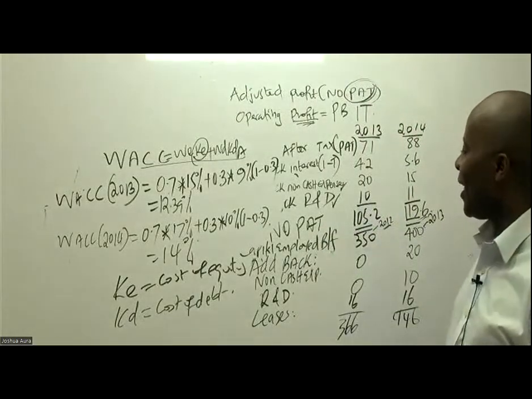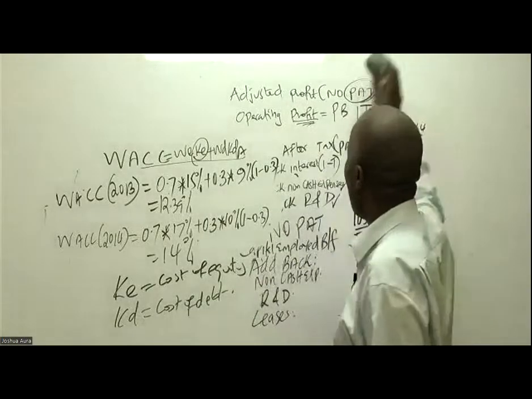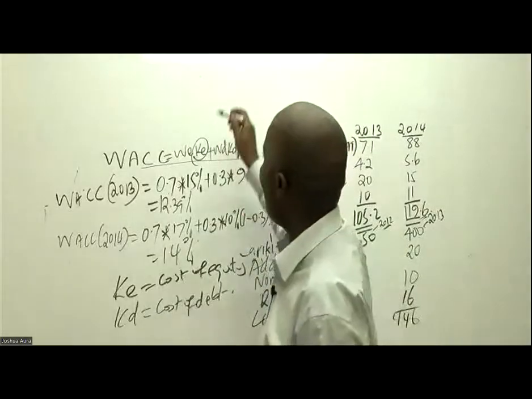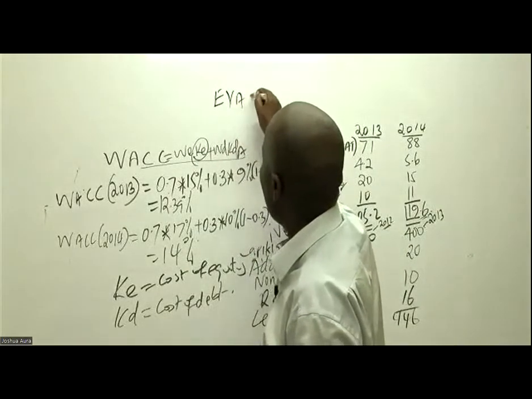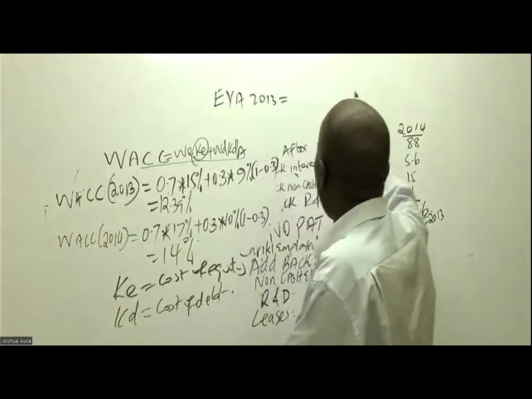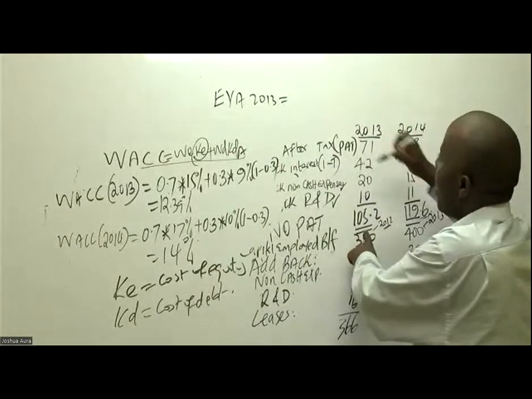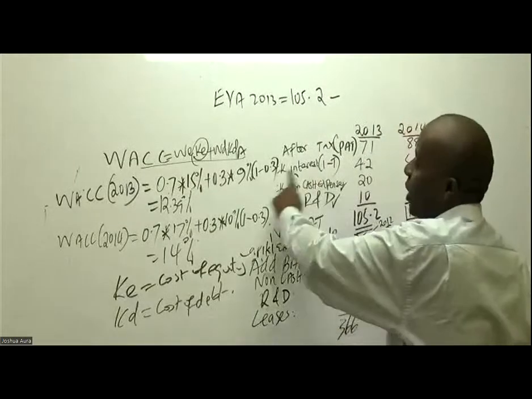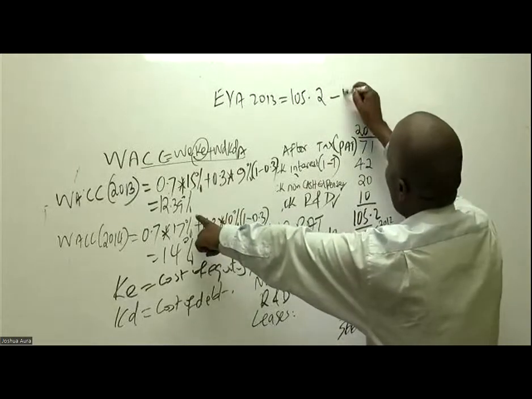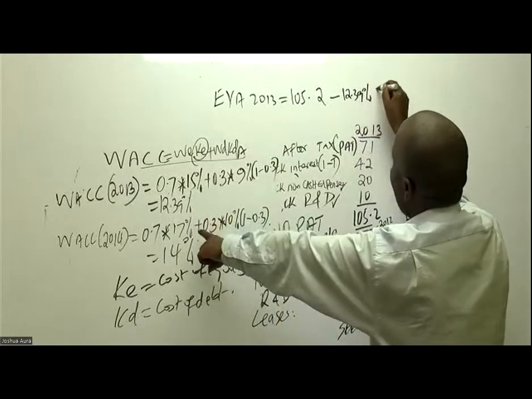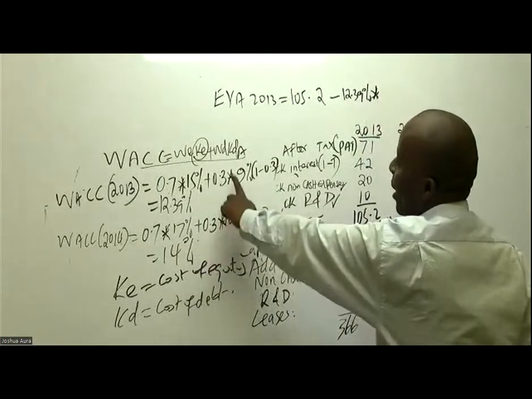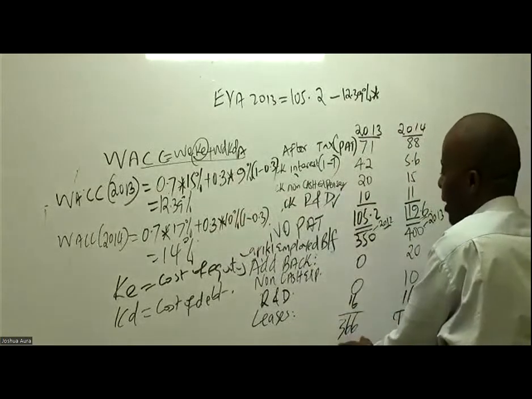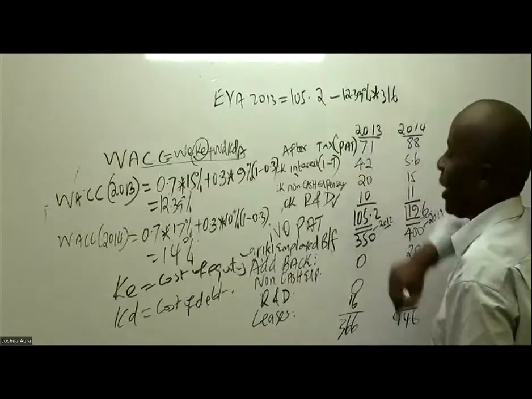Now, ladies and gentlemen, after that, we should be able to get what we call EVA. So come and give us EVA for 2013. The NOPAT of 2013 is given here. It is 105.2 minus WACC of 2013, which is 12.39%, multiplied by the capital employed in 2013. This is 316.